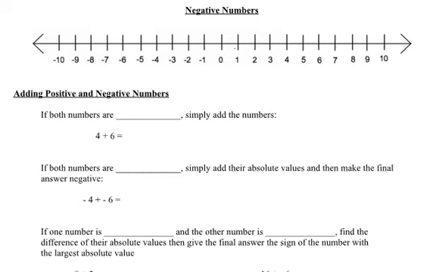In this lesson, we're going to review negative numbers. Okay, so positive numbers are to the right of 0. Negative numbers are to the left of 0. Okay? When you're looking at a number line, which is what we have here, any number to the right of another number is bigger than that number.